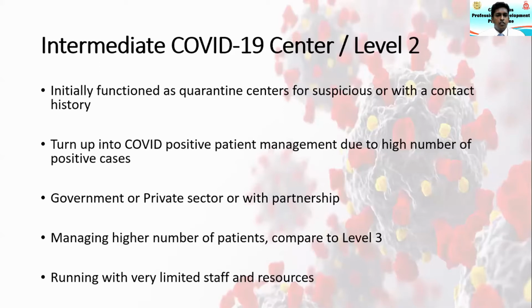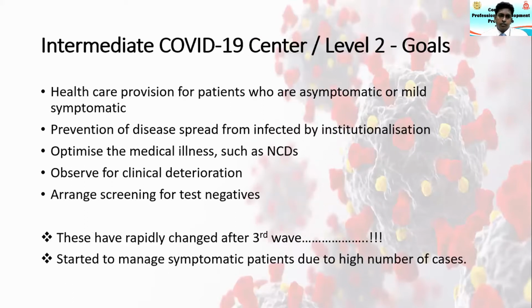The initial function of these centers was as a quarantine facility. And when we had a higher number of cases, they were turned into treatment centers. We have government and private sector centers, and private and government partnership centers. Usually these level 1 and level 2 centers manage a very high number of patients, but we are running with very limited capacity and resources.